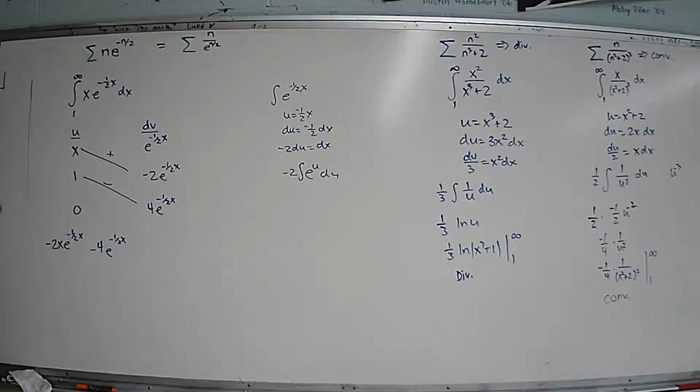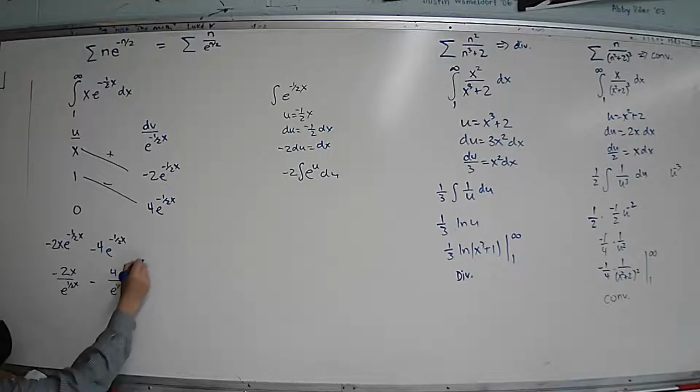But before I evaluate that, anytime you're doing these integral test problems, you typically don't want to have negative exponents. It's better if you stack things as fractions, because then you're going to understand infinite behavior a little bit better. So if I rewrite this, isn't this right here the same as negative 2x over e to the 1/2 x? Yeah? And isn't this 4 over e to the 1/2 x? Now evaluate that from 1 to infinity.